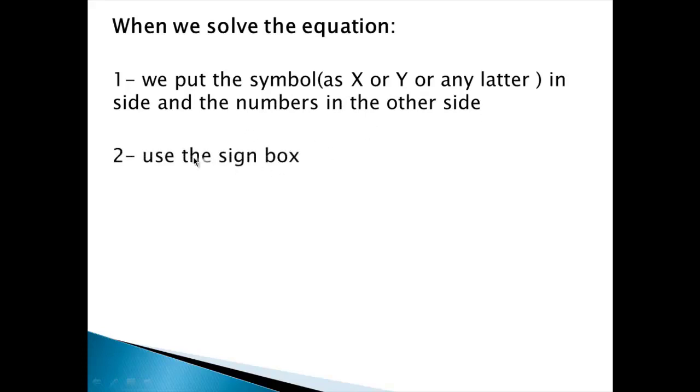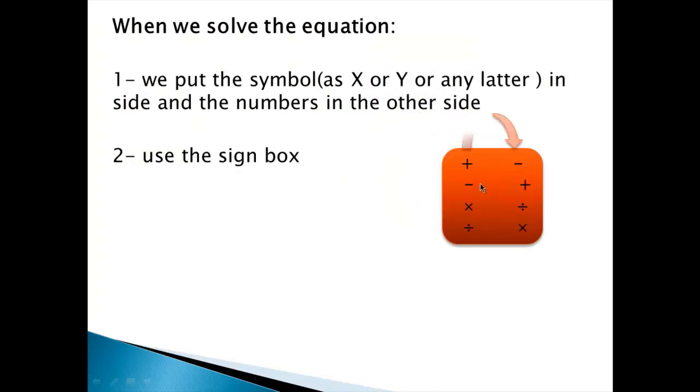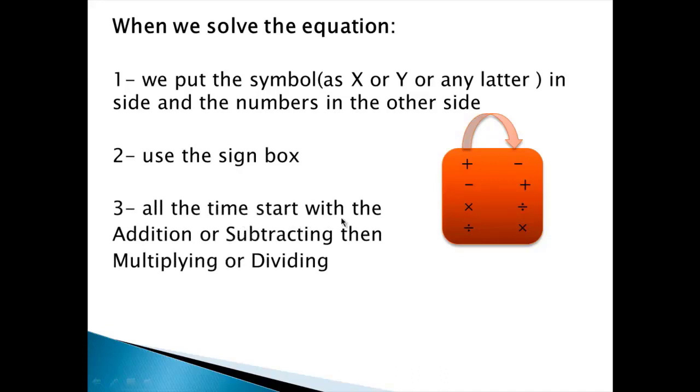The second step, use a sign box. Where is the sign box? Here is our sign box. In the sign box, as we show, the plus goes to the other side with minus, and the minus goes to the other side with plus, and multiply goes to the other side with division, and divided goes to the other side with multiply. The third step, all the time start with the addition or subtracting, then multiplying or dividing.